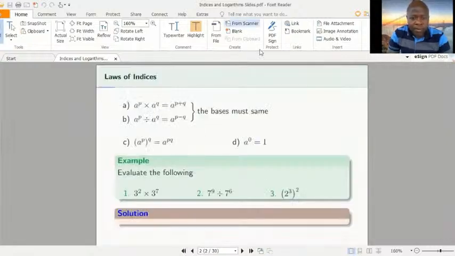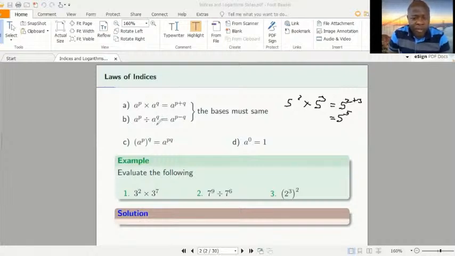Just before we look at examples, I begin with the laws of indices. If the bases are the same, if I have a raised to p times a raised to q, then I would add the powers. I'll add the indices when the bases are the same, and that is when you're multiplying. For instance, 5 raised to 2 multiplied by 5 raised to 3 is the same as 5 raised to 2 plus 3, which is 5 raised to 5. So we add the indices in cases of multiplication.